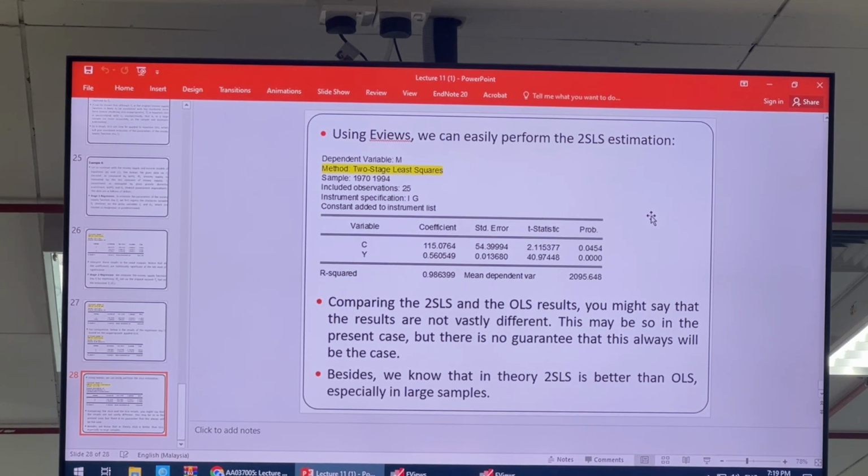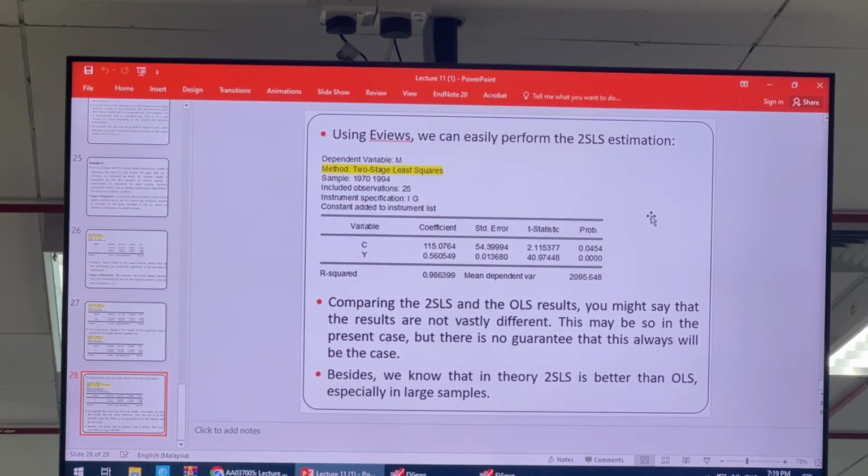For the case of simultaneous equations, if there is no simultaneity, no feedback, just one equation, then it's better to use OLS. OLS is the more efficient estimator. But when there is feedback, a simultaneity problem in the system, then it's better to use two-stage least squares over OLS.